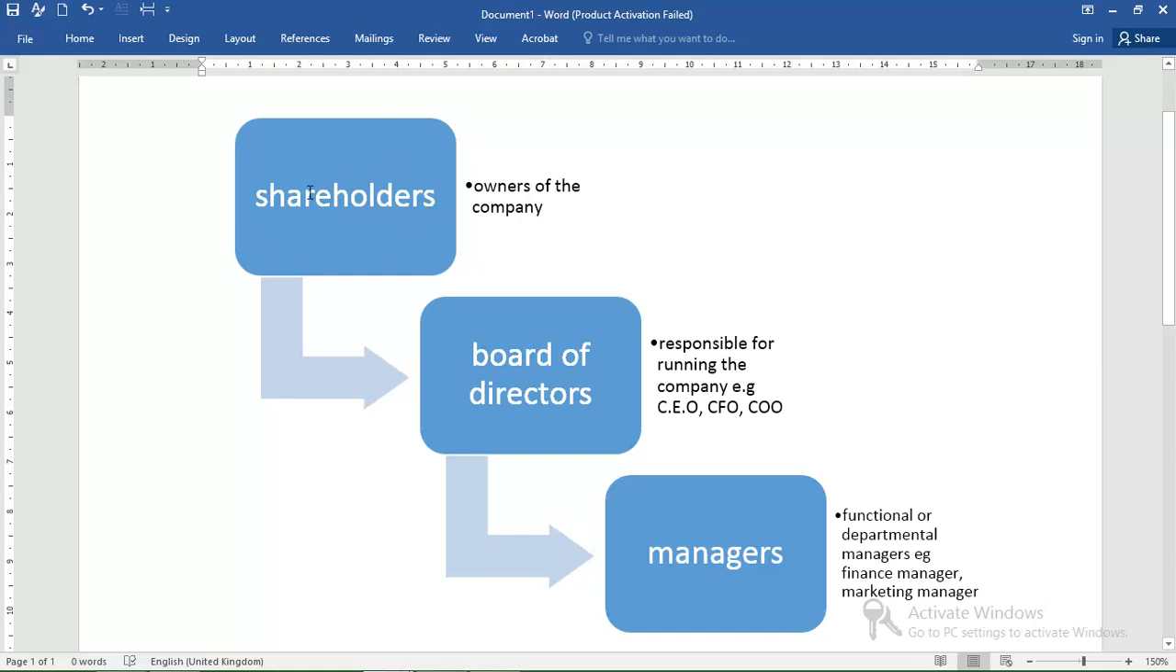These shareholders, in the AGM, the annual general meeting, elect what are called a board of directors. It means they vote and they elect, just like how we elect a president in South Africa. They also elect directors, and these directors are the people who are responsible for running the company on a day-to-day basis. So they elect people who are going to run the company for them, which are called directors.